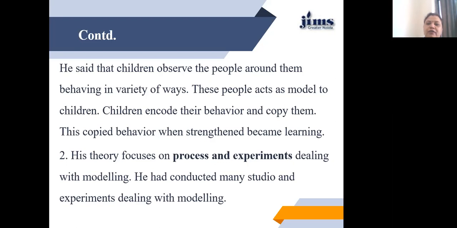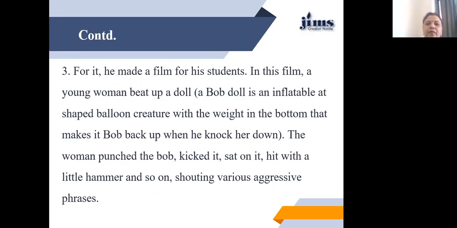The second point on which he focused: his theory centers on processes and experiments dealing with modeling. He conducted many studies and experiments dealing with modeling. For it, he made a film for his students. In this film, a young woman beat up a doll, a Bobo doll. This experiment is also known as the Bobo doll experiment because he took a Bobo doll, which is an inflatable egg-shaped balloon creature with weight at the bottom that makes it bob back up when you knock it down. The woman punched the Bobo, kicked it, sat on it, hit it with a little hammer, and so on, shouting various aggressive phrases too.